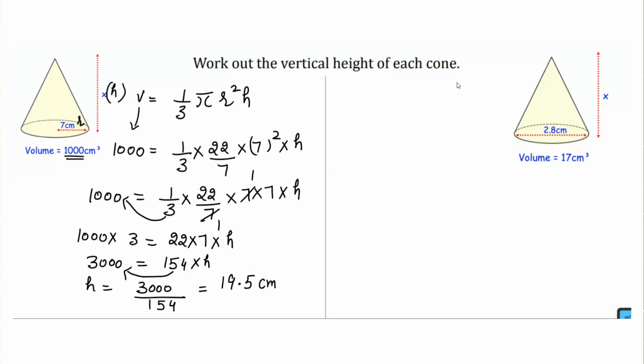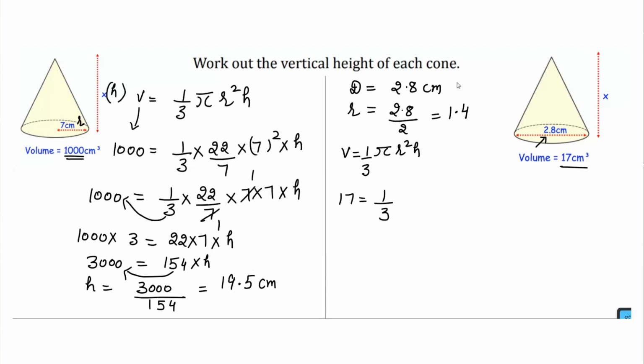Similarly, in the next question, they have given us the volume, but they have given us the diameter. So we'll write D equals 2.8 centimeter. First of all, we need to find the value of R. R is half of the diameter, which is 2.8 divided by 2, which equals 1.4. So I will write V equals 1 by 3 pi r square h. In place of V, it is 17 equals 1 by 3. You can take pi as 22 over 7 or 3.14. I'm taking 3.14 into 1.4 square into h. So 17 equals 1 by 3 into 3.14 into 1.4 into 1.4 into h.